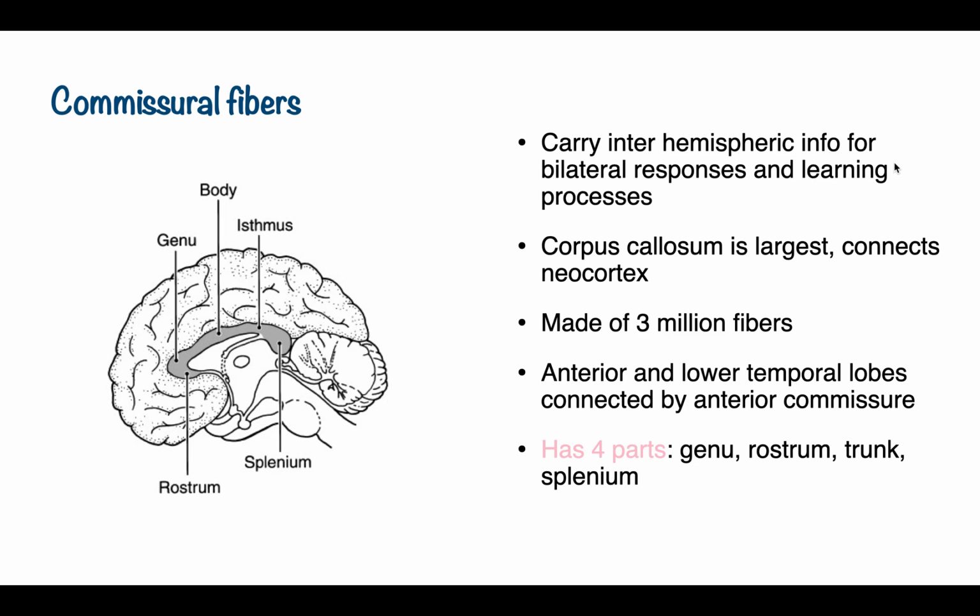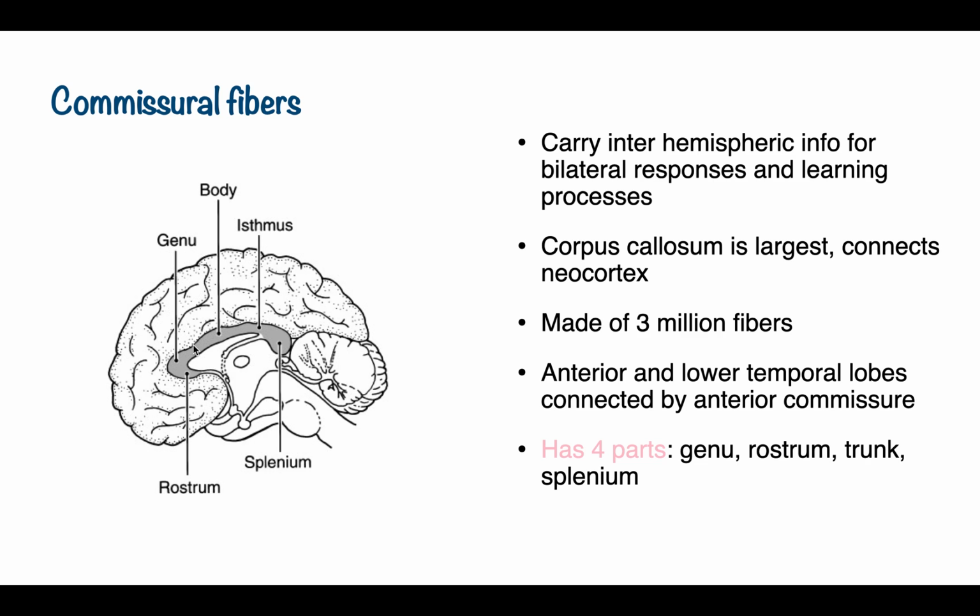Okay, the commissural fibers will carry the interhemispheric information for bilateral processes and learning processes, or bilateral responses. So these will connect like the two hemispheres together. The corpus callosum is obviously the largest, and the anterior and lower temporal lobes are going to be connected by the anterior commissure.